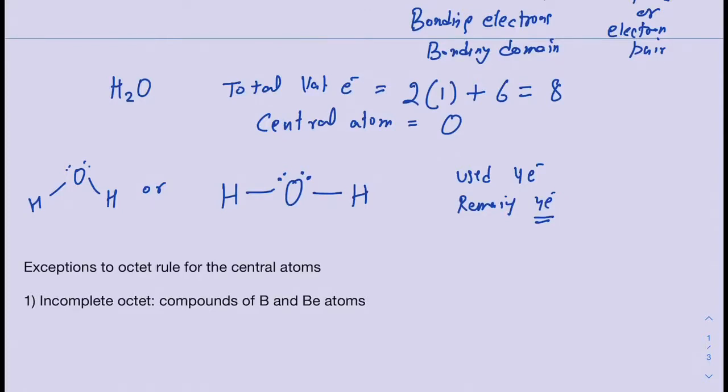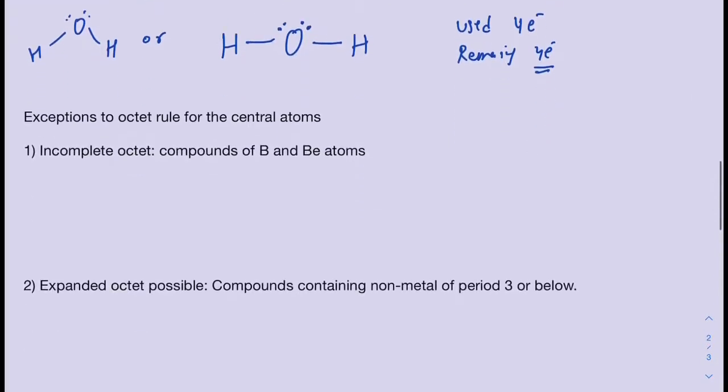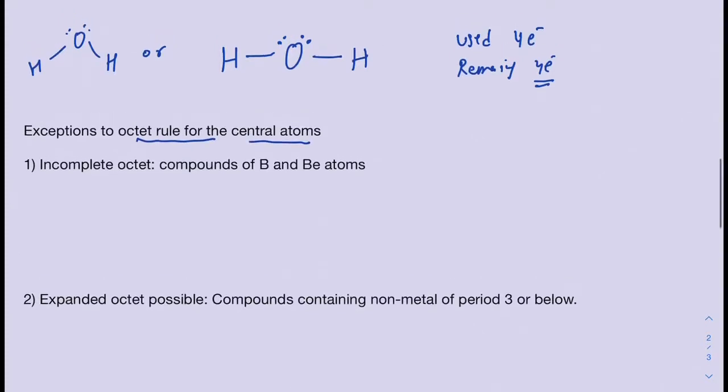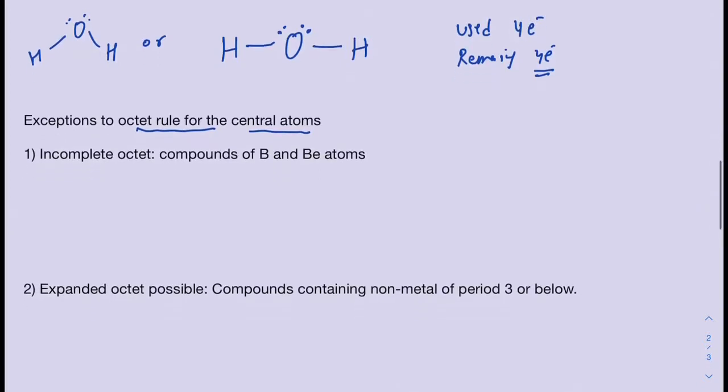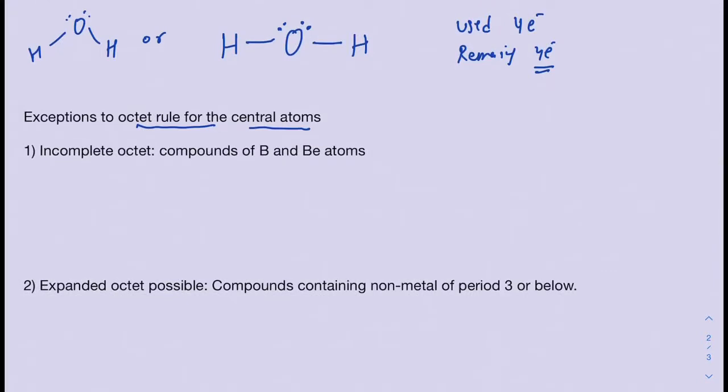Okay. All right. Well, there are some exceptions to these octet rules when it comes to the central atom. So we already talked about the exception to the surroundings. Whenever you have hydrogen as a surrounding atom, it needs only 1 bond, and the rest of them will need 8.